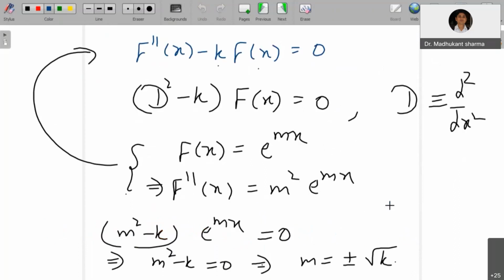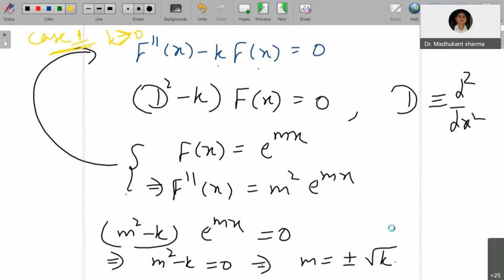So there are various cases now, so I will start with the cases. Case 1 is, let's take k as a positive number, or k greater than 0. Then square root of k is possible and everything is fine.